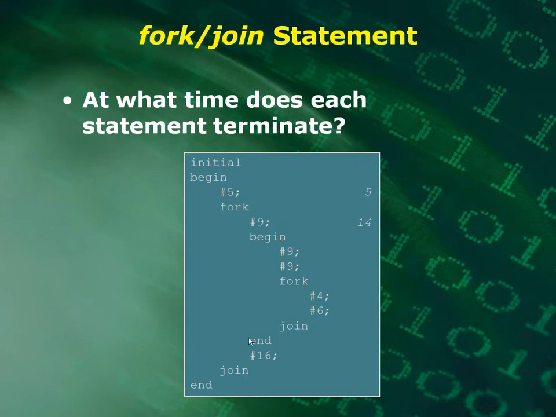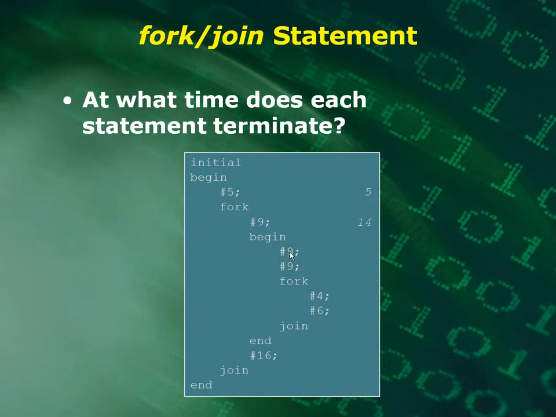Now we have another statement, a begin-end statement, and it's going to execute in parallel with this. In other words, it begins at the same time this fork was entered, which was time 5. Within this begin-end block, these statements are sequential. So you've got 3 statements, this one, and this fork join, where these two will execute in parallel.